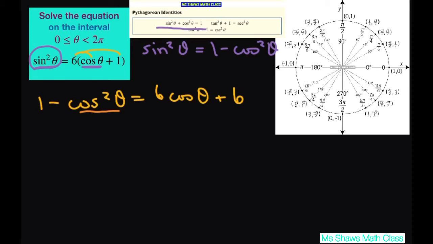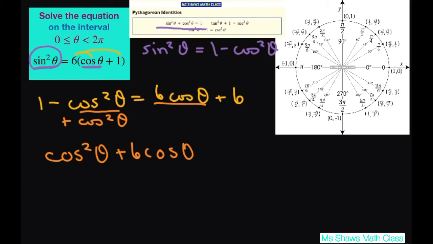Let's move everything over to the right hand side. So I'm going to add cosine squared to both sides. So it's going to be cosine squared of theta. Then this is already on the right hand side. And subtract 1 from both sides. So you get plus 5 equals 0.